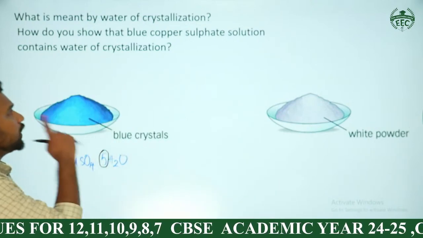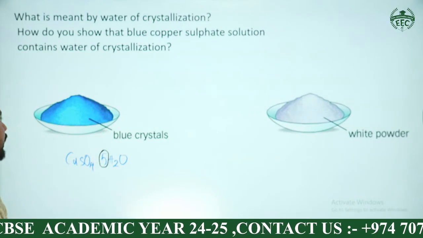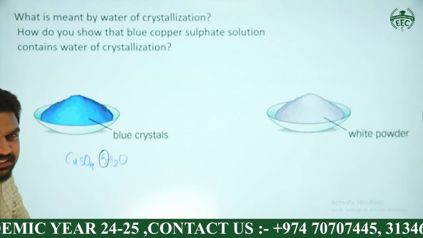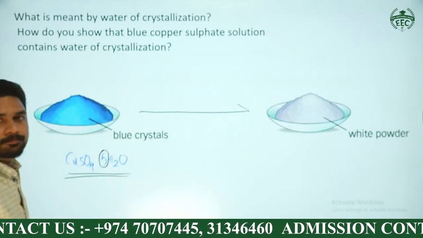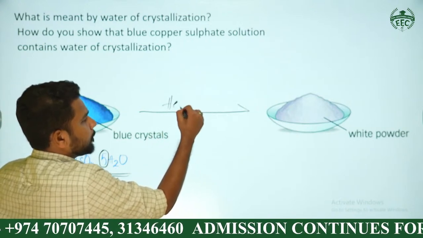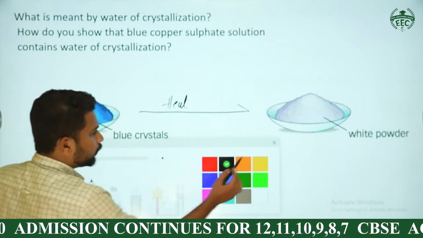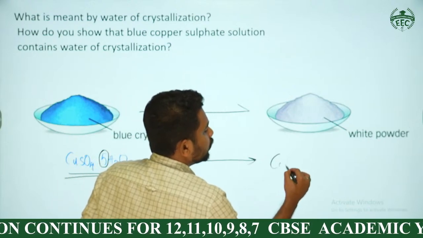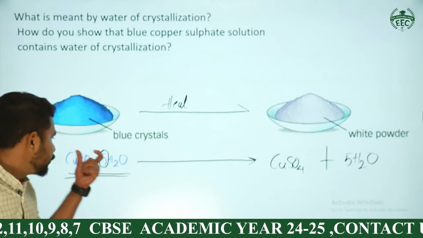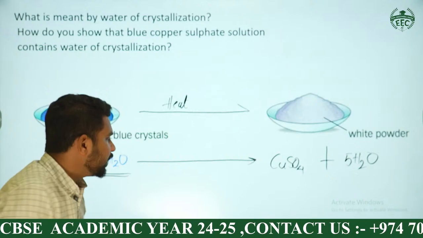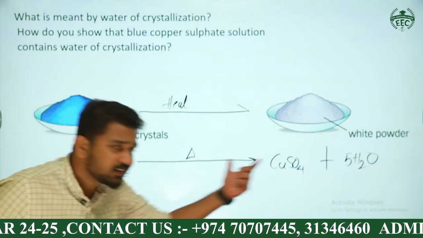Yes, and what about copper sulfate? You know that copper sulfate is blue in color, right? You can see it in a china dish. You can see that there are some blue crystals, which is indicating copper sulfate. And when you heat it, what will happen? The CuSO4.5H2O will turn into CuSO4 plus 5H2O.